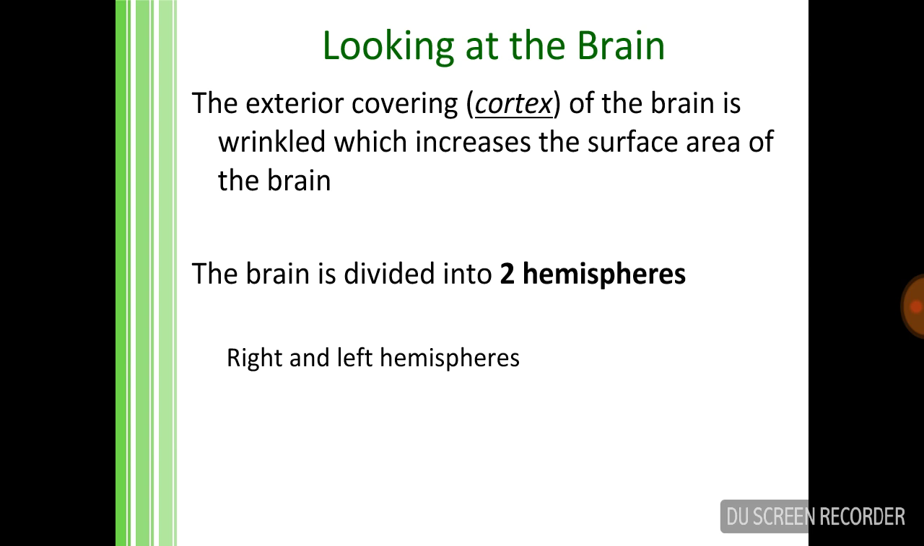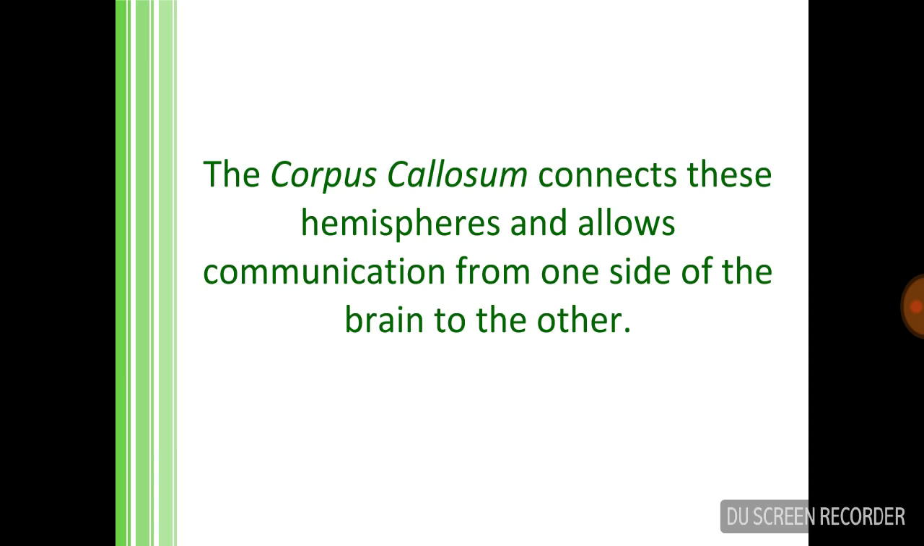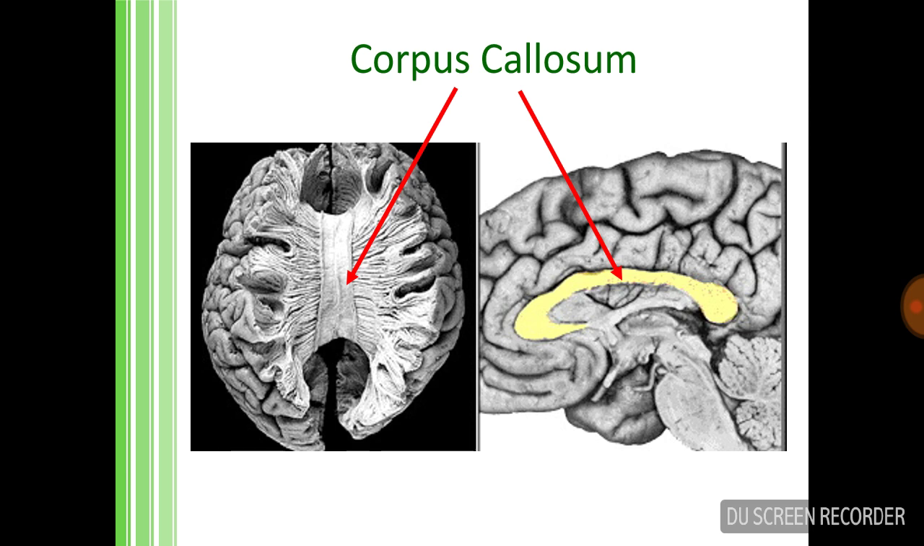Looking at the brain. The exterior covering, the cortex of the brain, is wrinkled, which increases the surface area of the brain. The brain is divided into two hemispheres, right and left hemisphere. The corpus callosum connects these hemispheres and allows communication from one side of the brain to the other.